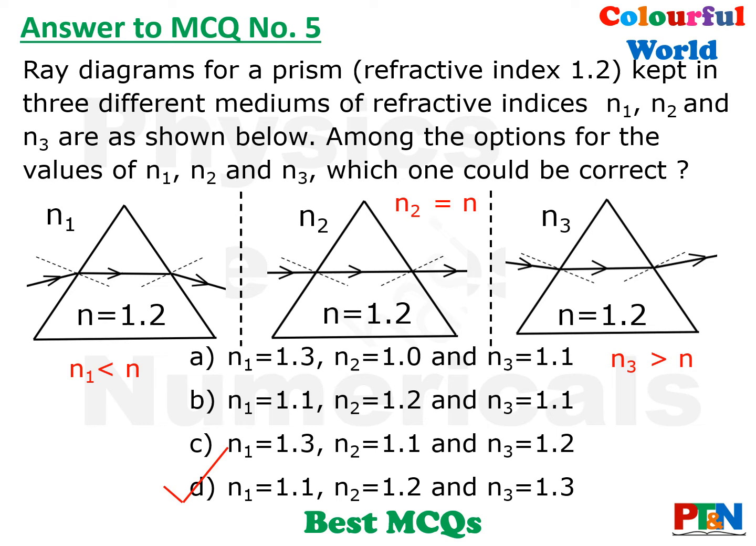Now among B and D, let's see the rightmost picture, where the ray is traveling in the opposite way. That means N3 is greater than N. So value of N3 will be more than N. So it can be 1.3. So your option here will be option D, where the possible value of N1 is 1.1, glass prism is 1.2, that is given, and N3 will be 1.3. N3 will be a denser medium because the ray is bending in a reverse way.